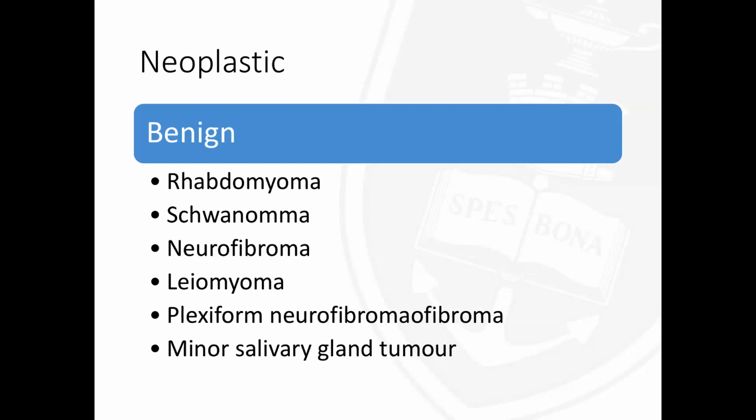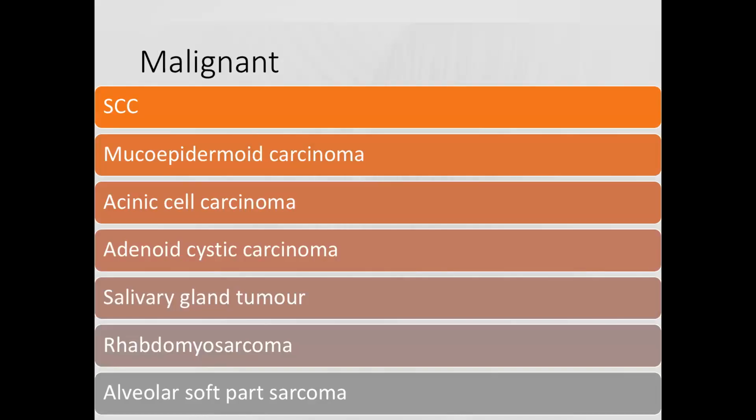In terms of neoplastic lesions, multiple benign lesions could be part of the differential, including minor salivary gland tumors, rhabdomyomas, schwannomas, neurofibromas, leiomyomas, and plexiform neurofibromas, as well as lymphoma. In malignant lesions, squamous cell carcinoma accounts for approximately 90% of oral cavity or oropharyngeal neoplasms, so should always be high on the malignant differential, as well as mucoepidermoid carcinoma, which macroscopically mimics an ectopic thyroid and has been well described in the base of tongue. The differentials of malignant lesions include the following as listed on the screen.